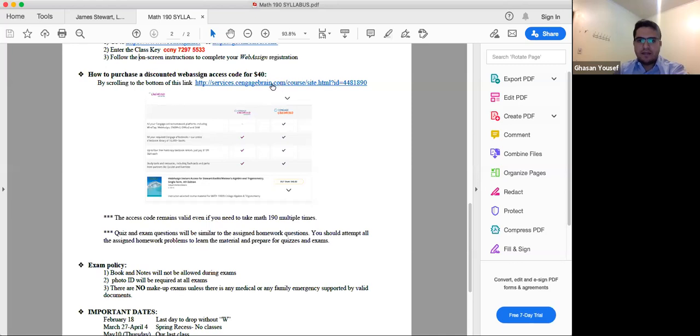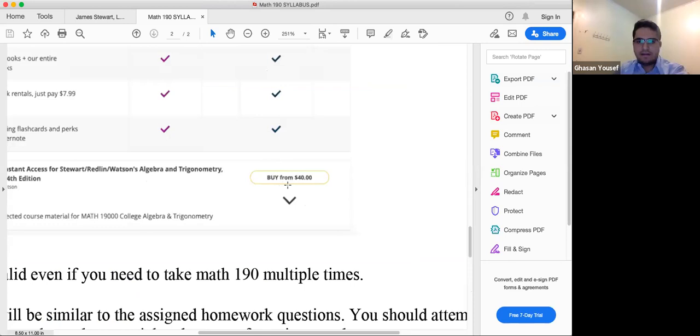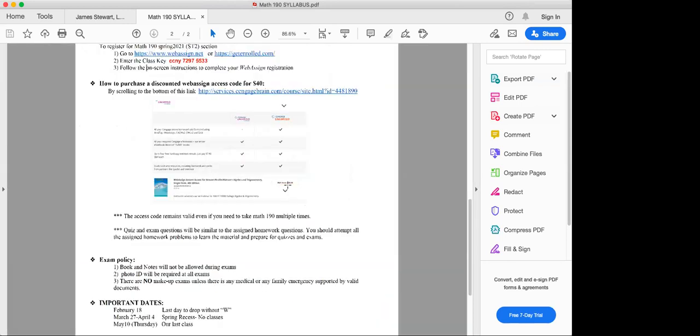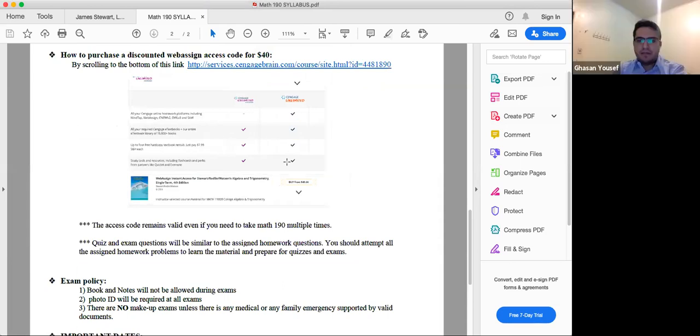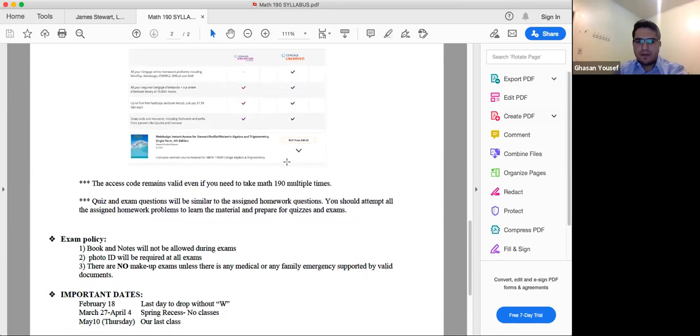When you click on this link, they will show you a page like this. You scroll down to here, buy from $40. Everyone see that? Do you need the book to take the quizzes and homework? If you are taking my notes during the classroom, it's enough. You will not need the book. The access code remains valid even if you need to take Math 190 multiple times.